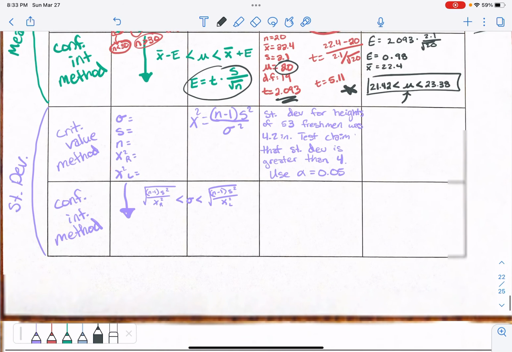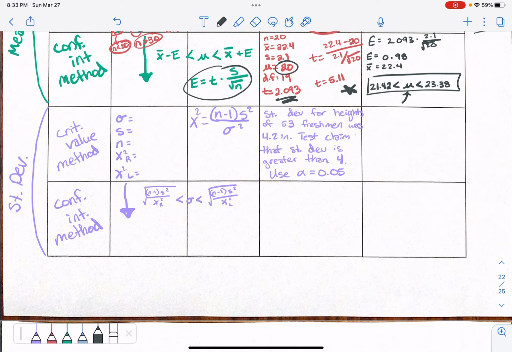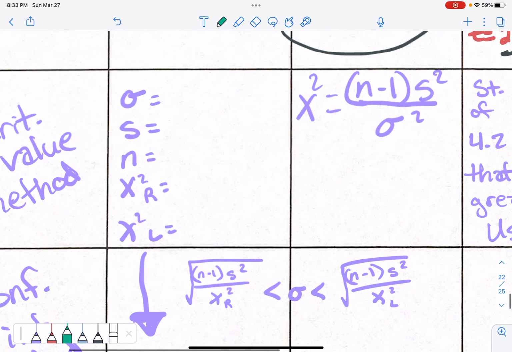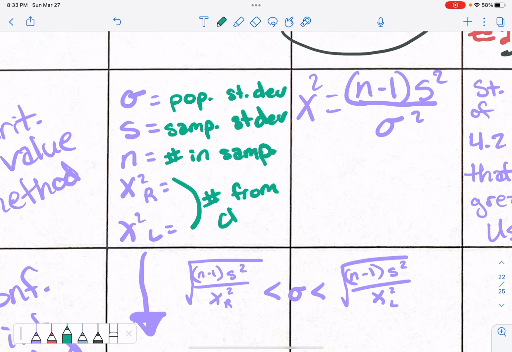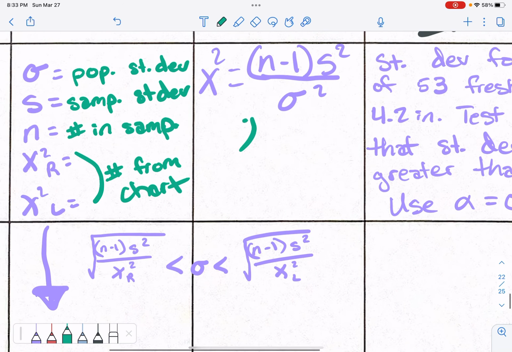Holy cow. We've got this information. Pause if you need to. I'm going to list variables and all this good stuff. This one is the population standard deviation. Then we have the sample standard deviation. Then we have the number in the sample. Then we have your number from the chart, and this is only using the chi-squared chart, that weird one that has two numbers. Okay, this is your test statistic.